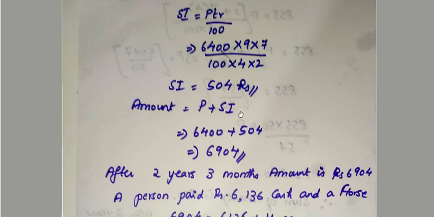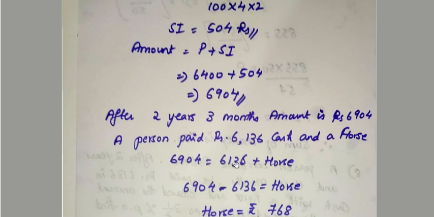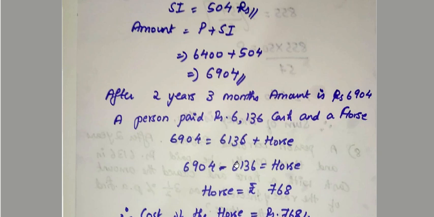So your amount is what? Principal plus simple interest. You know your principal amount is 6,400 plus the simple interest is 504. So your amount is 6,904. Why we are calculating this is because 6,904 is the amount that the person is supposed to pay after 2 years and 3 months. But instead of paying this by cash, he has paid along with a horse. So let us find the value of the horse now.